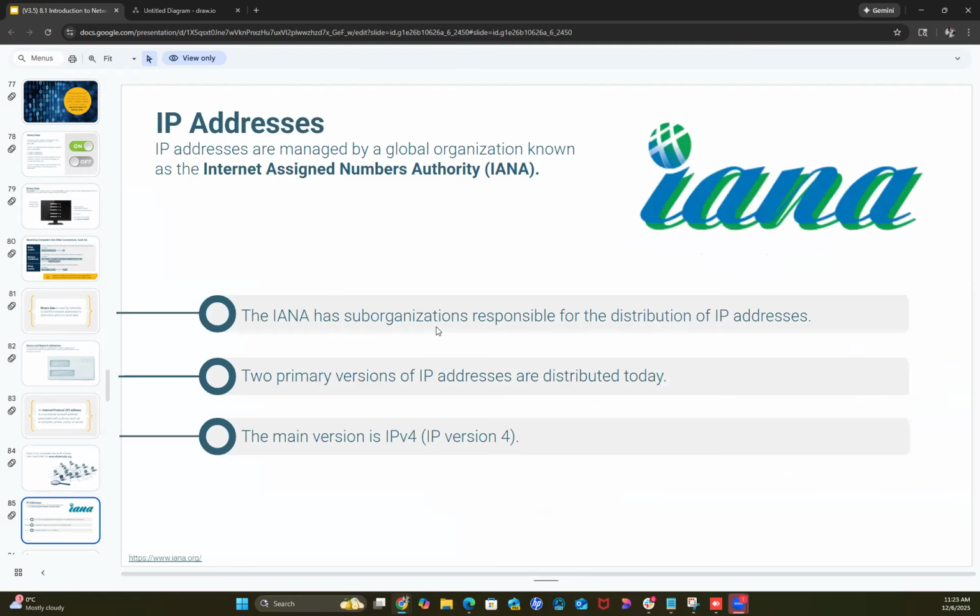IP addresses are managed by a global organization known as the IANA, the Internet Assigned Numbers Authority. They manage all IP addresses. The IANA has sub-organizations responsible for the distribution of IP addresses. There are two primary versions of IP addresses distributed today: one is IPv4, another is IPv6.